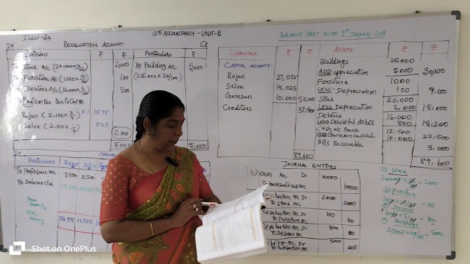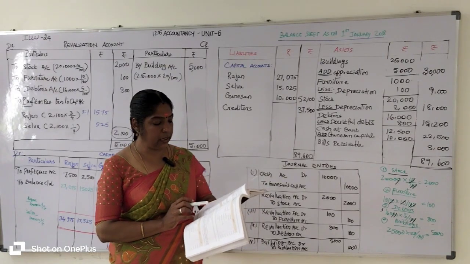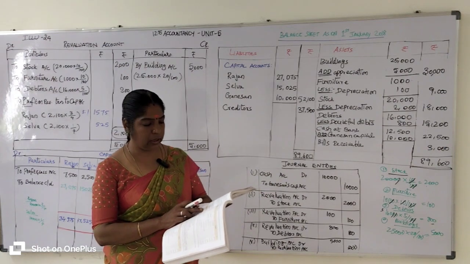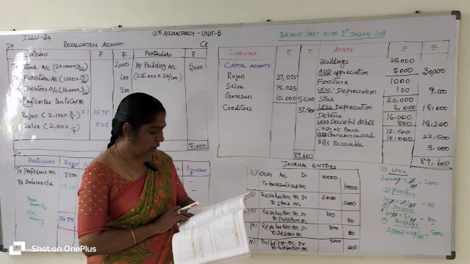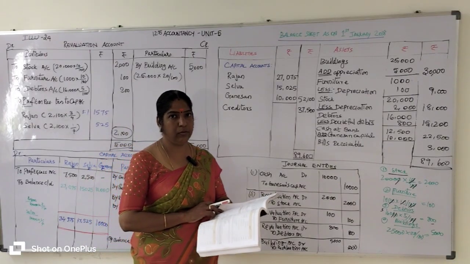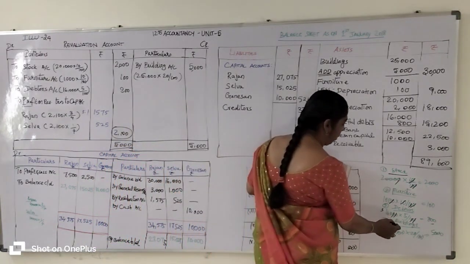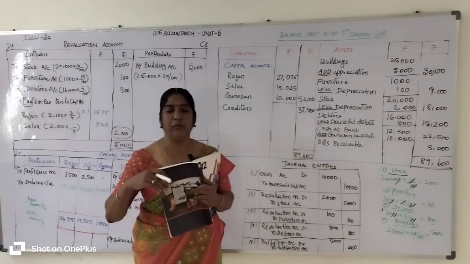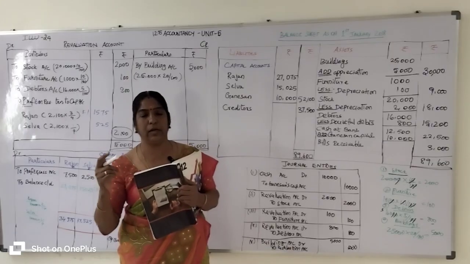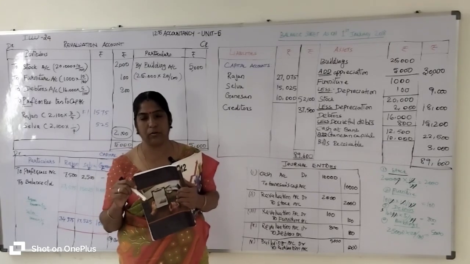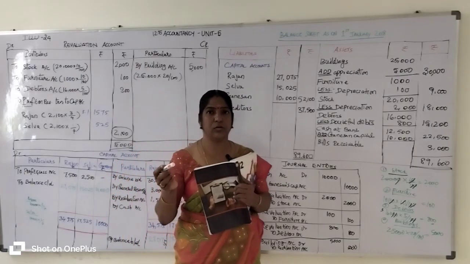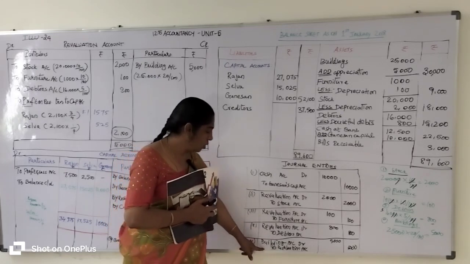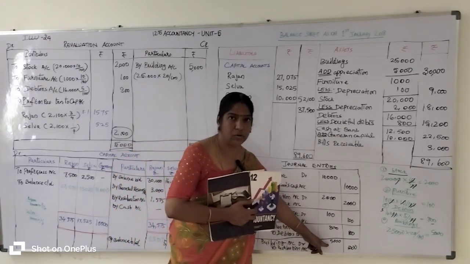Okay. Then appreciate building by 20%. Building value is 25,000, given in the question on the asset side of the balance sheet. From the 25,000, 20% appreciated. 20% means 5,000 rupees. So building value 5,000 rupees increased. Building account is an asset account, so if the building account increases, the asset account also increases. If the asset account increases, the revaluation account is to be credited. So building account debit to revaluation account 5,000 rupees, right?